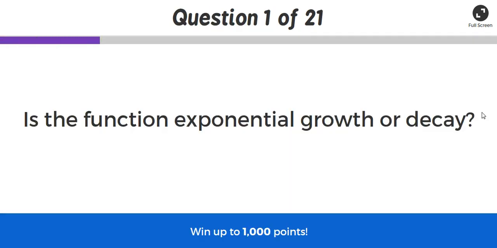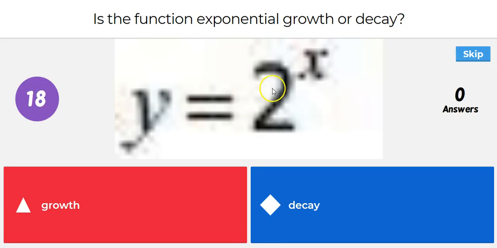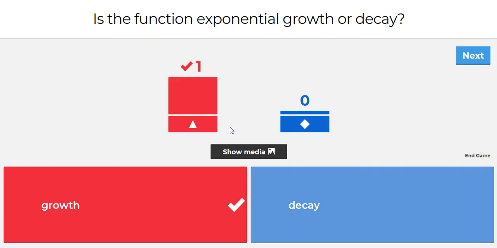So, is the function exponential growth or decay? Ooh, so blurry. For this one, remember, if this big number here, the base, is bigger than 1, then it's exponential growth. And if it's smaller than 1, like 1/2 or something, it's exponential decay.